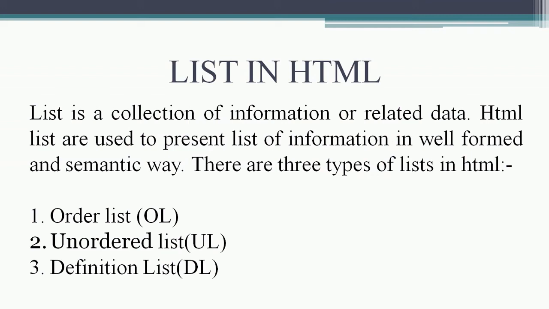HTML list. A list in HTML is a collection of information or related data. HTML lists are used to present a list of information in a well-formatted and semantic way. There are three types of lists in HTML: ordered list, unordered list, and definition list. The definition list is also called a description list.